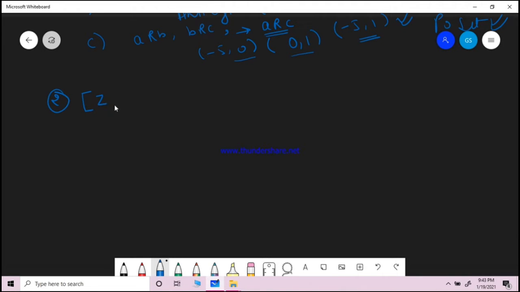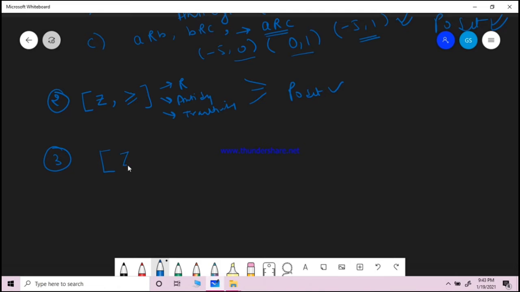So this is the set of integers you have, and you have a less than or equal to property. So this will also satisfy reflexivity, anti-symmetry, and transitivity. So you can simply say that yes, this is also a poset. In a similar way you can prove it. Let's see the third property.